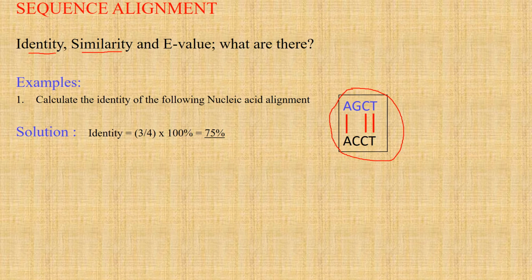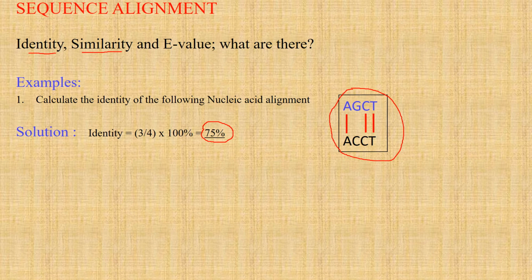So if we look, A is identical to A, C is identical to C, T is identical to T, but G is not identical to C. So what is our identity? Our identity will be the number of residues that are identical in the query sequence to the total number of residues in the query sequence times 100. So that will give us 1, 2, 3 over 1, 2, 3, 4. So it will be 3 over 4 times 100, which equals 75%. So we see our identity is 75%.